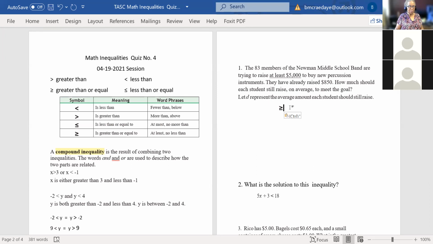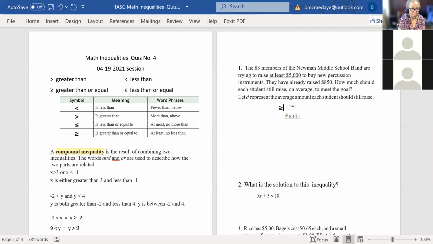The 850 goes on the left. Right? So you do $850. Well, let's start with what they're trying to raise. Do we say that right, Vanessa?